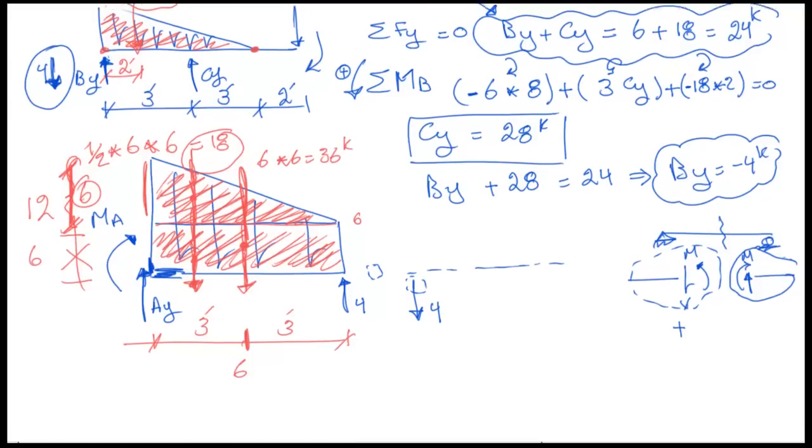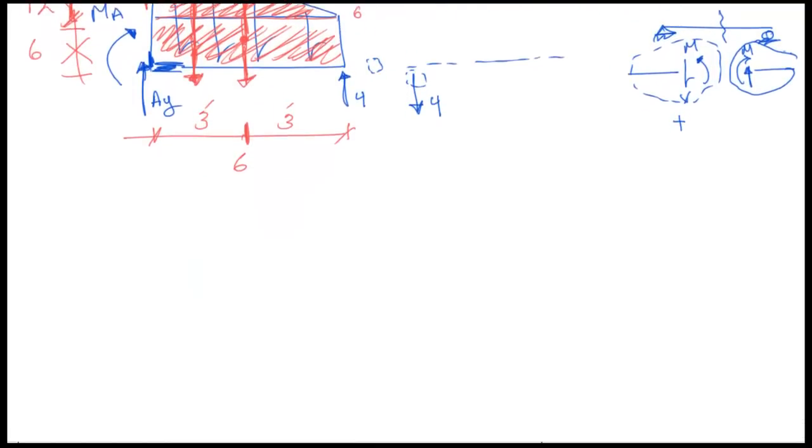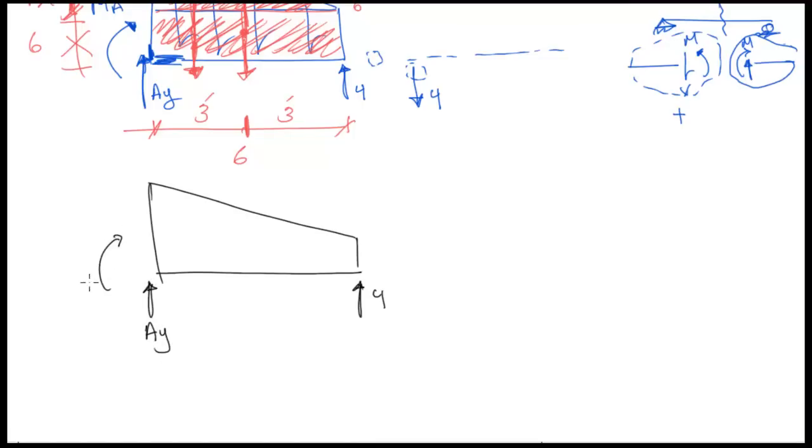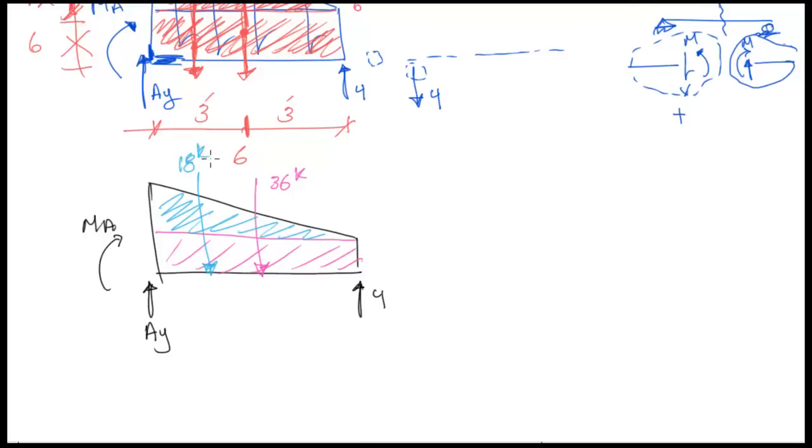Let me clean it up a little bit. Let me draw it again right here. Okay, let's try the black color. We have this, and we have a 4, and we have an unknown force AY, and an unknown moment MA. I'm going to use a different color for the concentrated loads. I have this concentration, which is 36K, and for the other one I'm going to use probably this color, and I'm going to concentrate it right here, which is 18 kips.